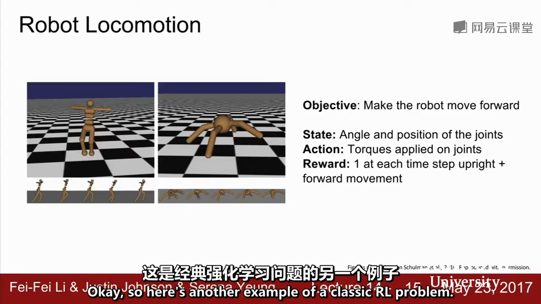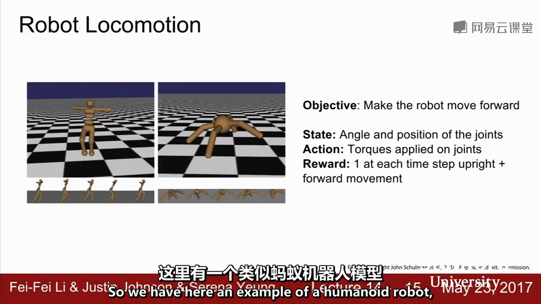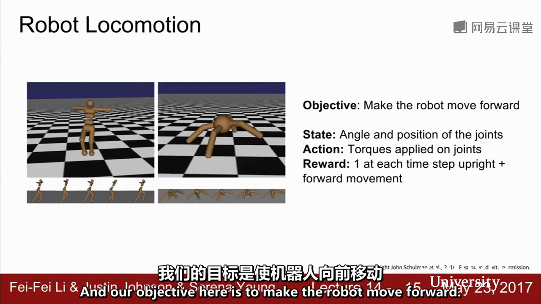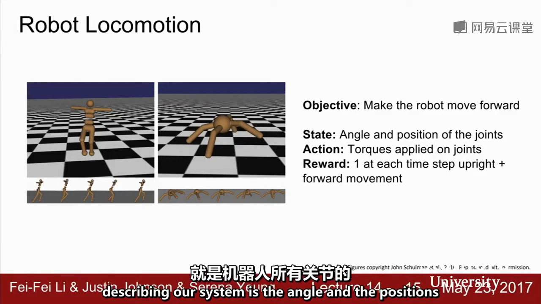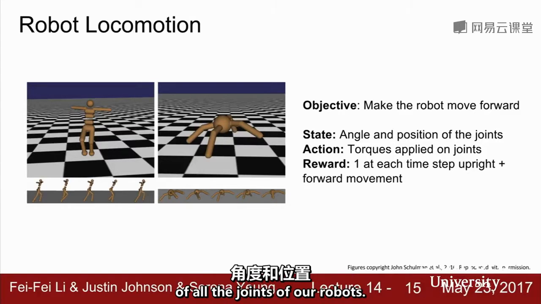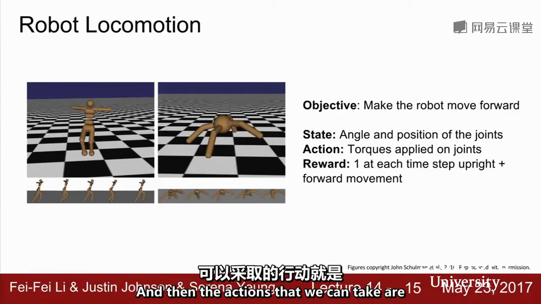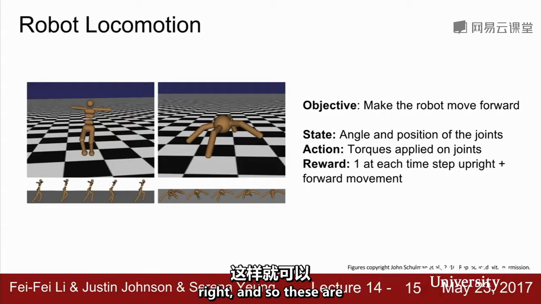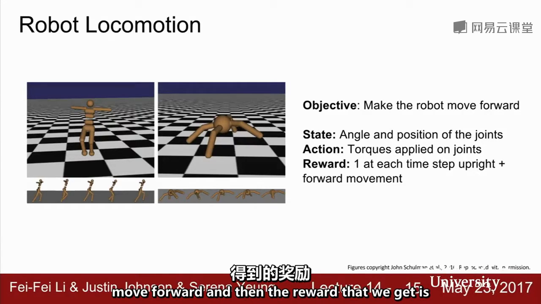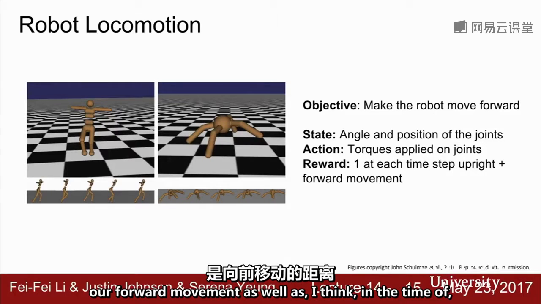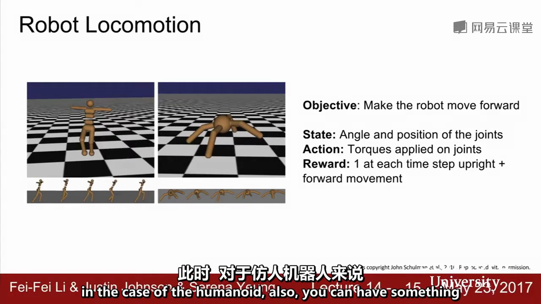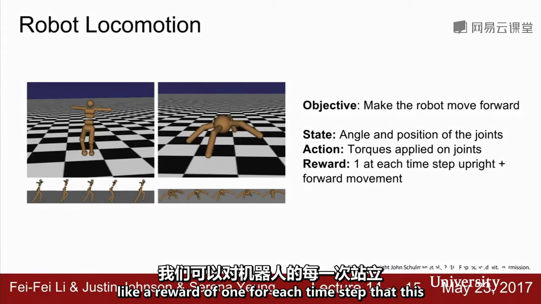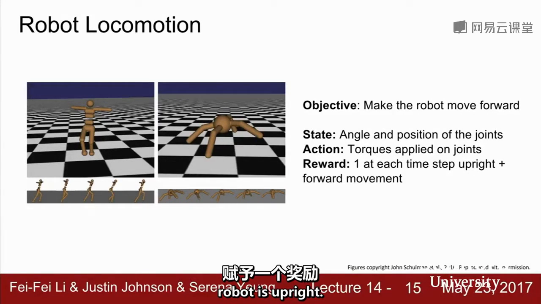Okay, so here's another example of a classic RL problem. Here's robot locomotion. We have here an example of a humanoid robot as well as an ant robot model. Our objective here is to make the robot move forward. The state that we have describing our system is the angle and the positions of all the joints of our robots. And then the actions that we can take are the torques applied onto these joints. These are trying to make the robot move forward, and then the reward that we get is our forward movement, as well as, I think in the case of a humanoid, also you can have something like a reward of 1 for each time step that this robot is upright.